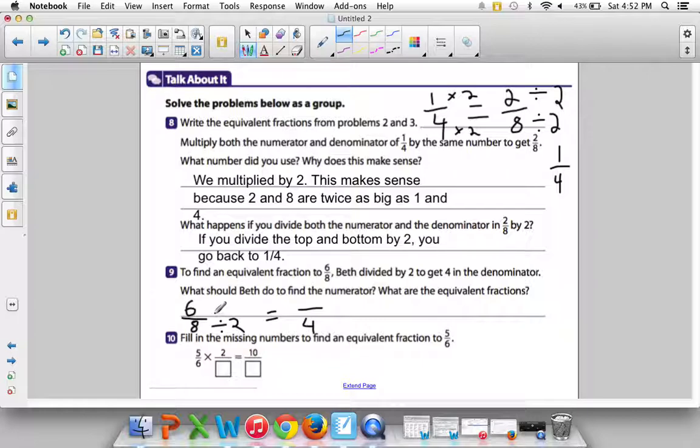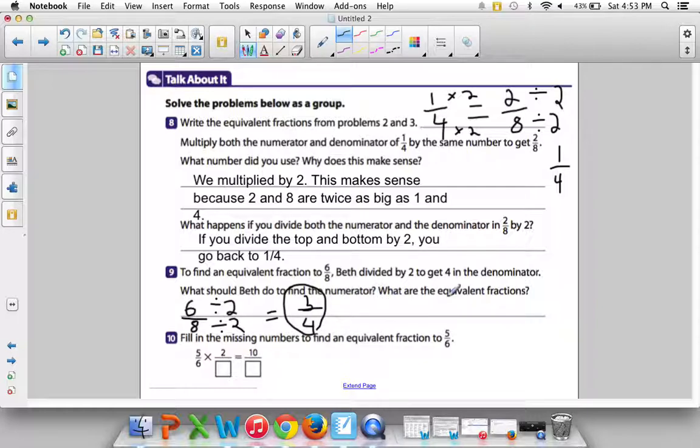There's a lot of this in math. A lot of what you do one place, you also have to do in the other place. You got to keep things balanced. That's a lot of what math is, keeping things balanced. You can't just do things for no reason. If you divide by 2 on the bottom, you must divide by 2 on the top. So 6 divided by 2 is 3. That's our new number for our numerator. So our new fraction is 3/4.